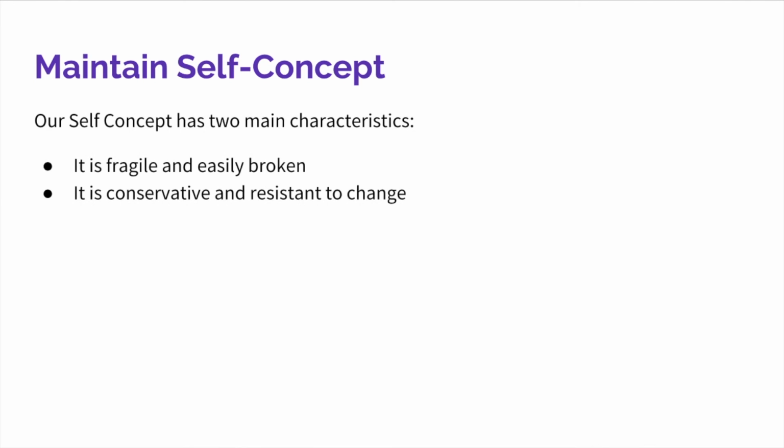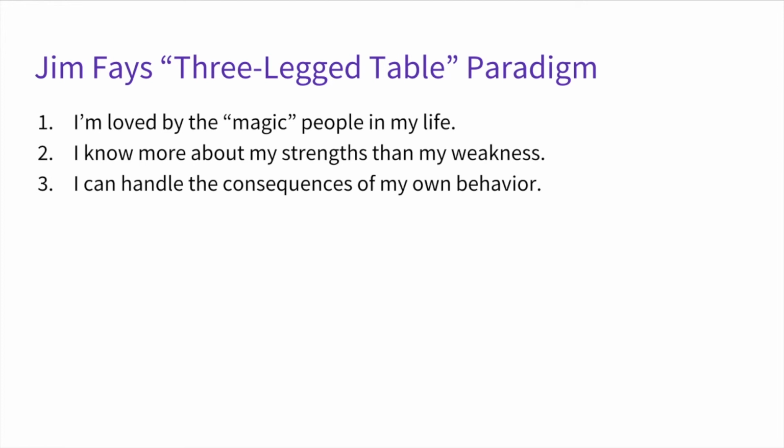All right, the next important aspect of Love and Logic is maintaining self-concept. Students' self-concept has 2 main characteristics, and this is true for everyone. It's fragile and easily broken, and it's conservative and resistant to change. So as teachers, we can help develop the self-concept of our students, and it's important for us to understand those characteristics. Jim Fay created a 3-legged table paradigm, and what it said is that a student's self-concept has these 3 main components, and when one of those components is weak, the rest of them are weak, and they're going to view themselves a lot less than they are.